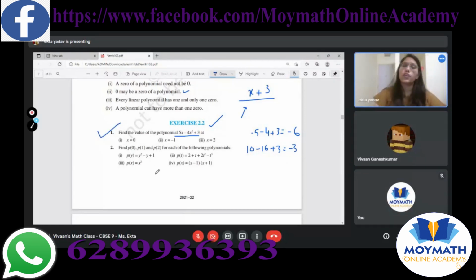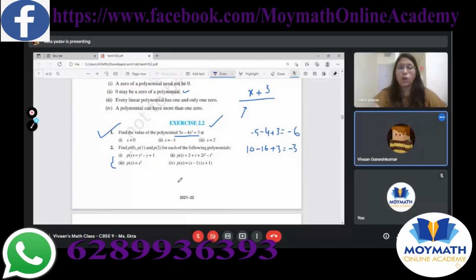Second question is, you find p(0), p(1), p(2) in each of the following. So in each of the following you have to find the value at, for example, if this is a polynomial in y, keep y as 0, 1 and 2 for each. So in one part you have to solve 3 values.